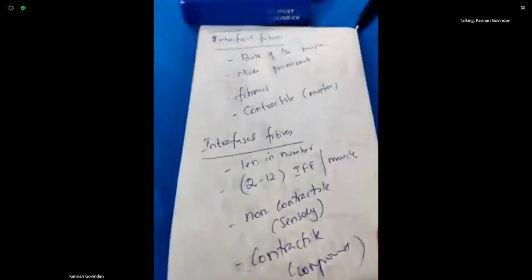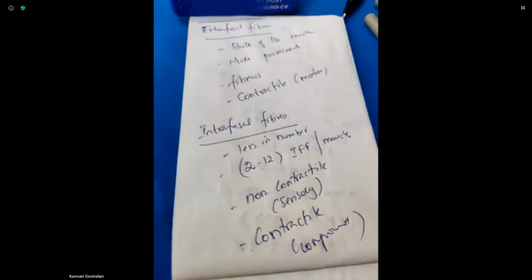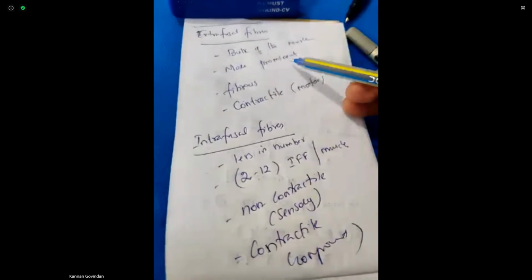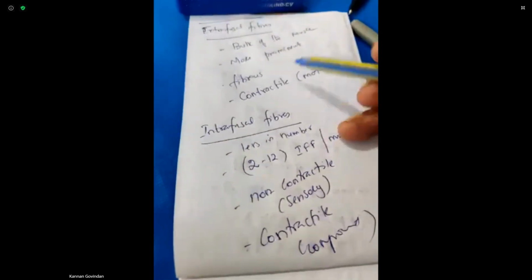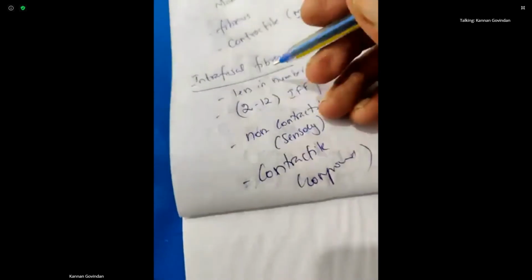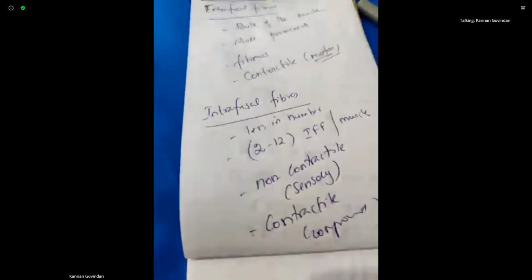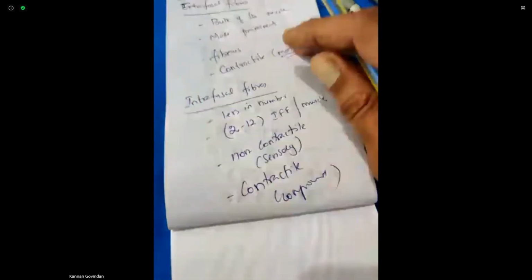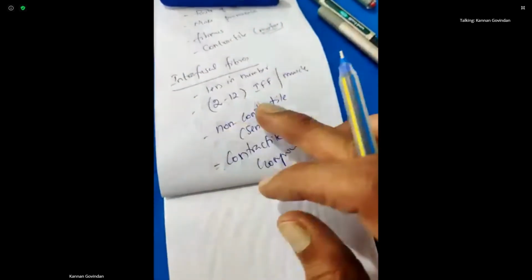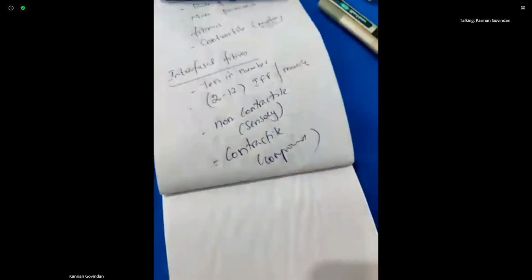So, the difference between extrafusal fibers and intrafusal fibers. Extrafusal fibers form the bulk of the muscle. They are more prominent, fibrous, and mainly contractile. That is, they carry only motor functions. The intrafusal fibers are very few in number. You can enumerate them. Each muscle has only some 2 to 12 intrafusal fibers. They have two components: a non-contractile part, which is mainly sensory, and a contractile motor part.